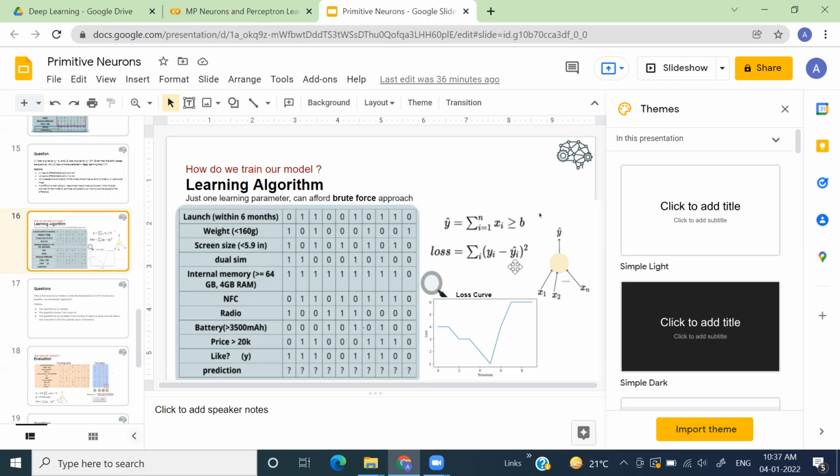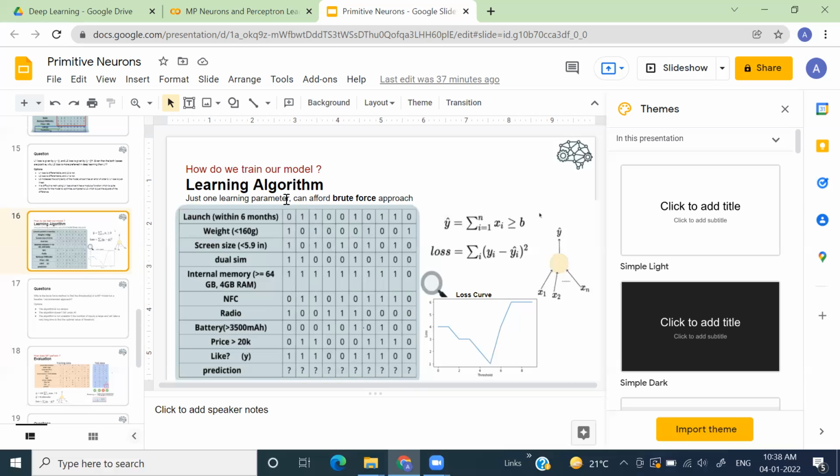So you have learned the MP neuron model. You have identified the optimal value of b. You have learned the MP neuron model.